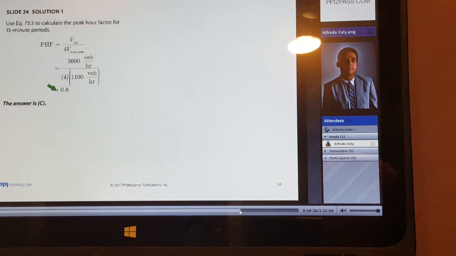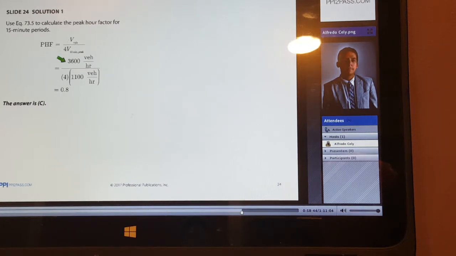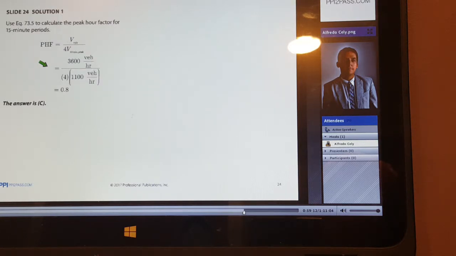So let me go back to the table to illustrate that. The peak hour factor is going to be the division of our total flow rate within that hour of measurement, which is 3,600 vehicles per hour, divided over 4 times our 15-minute peak. So we need to review the data set and determine which is our 15-minute peak. That's 1100. So our peak hour factor is going to be our total volume in that hour divided by 4 times the peak 15 minutes. And that is going to be equal to 0.8.